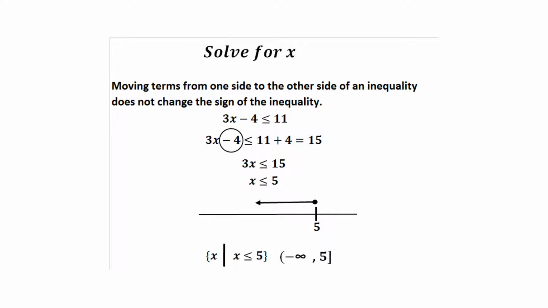Or we can use paren bracket notation. We can go all the way to negative infinity. You can't get there, so it's not a bracket. But you come all the way up to 5. We include 5, so it's a bracket. Paren for the negative infinity.